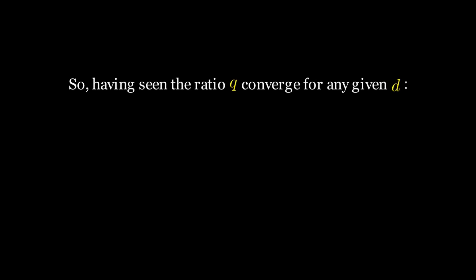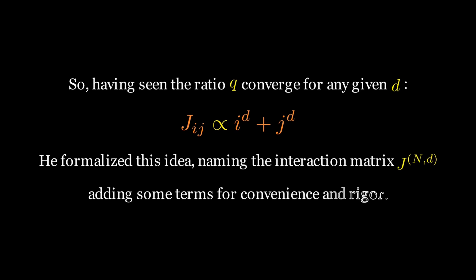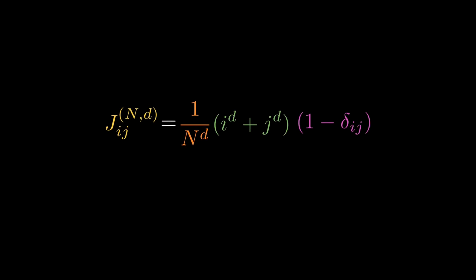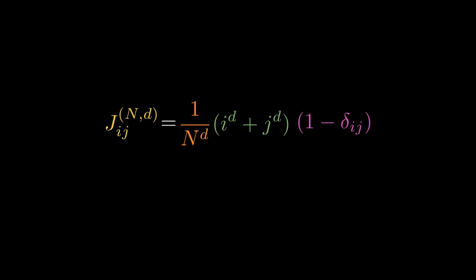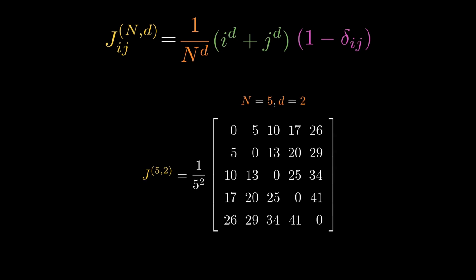So, having observed that the ratio q converges for any given d, the student formalized this idea, defining the interaction matrix J of n and d, and adding some terms for convenience and rigor. This new rule, Jij equals 1 over n to the d times i to the d plus j to the d, with a final term that just means the diagonals are 0. And this defines the entire system. For example, with 5 spins and d of 2, the matrix of tensions yields these specific deterministic values.